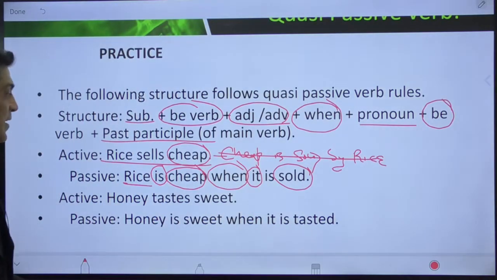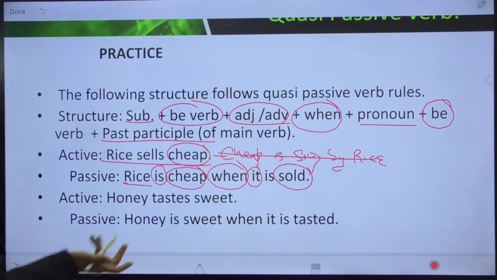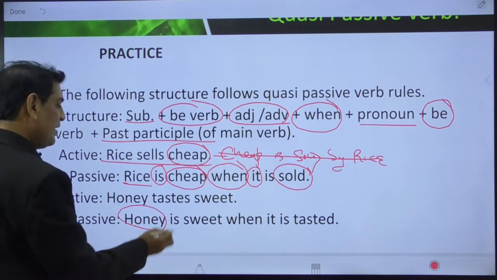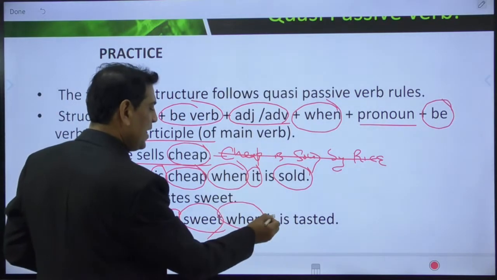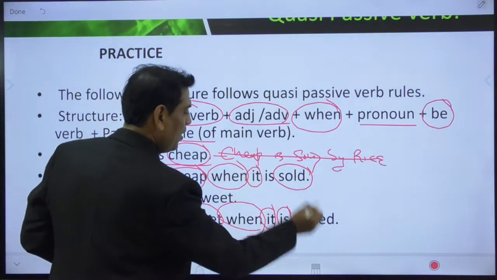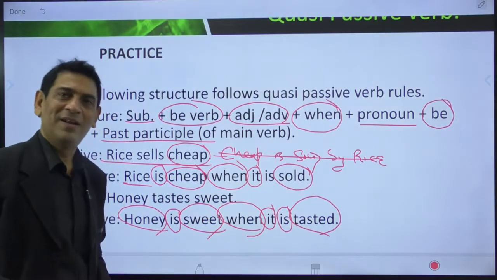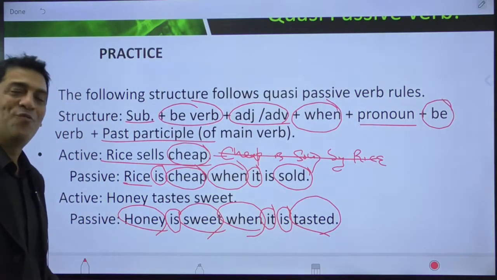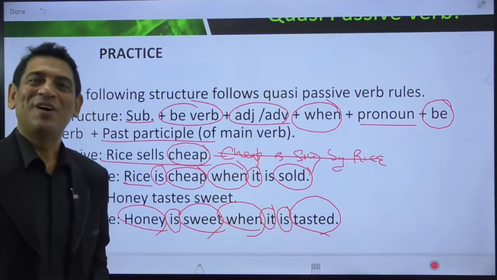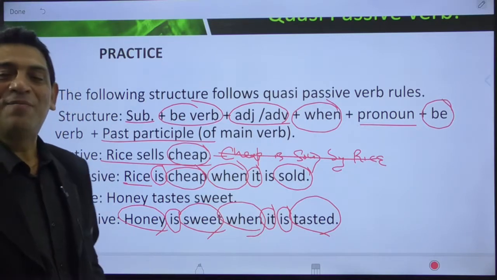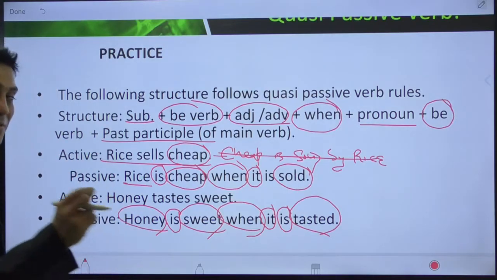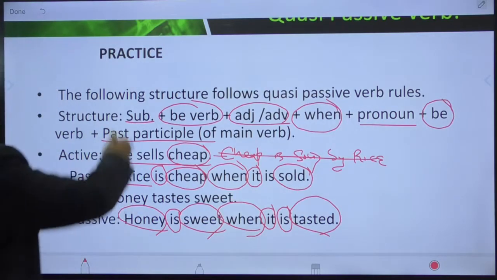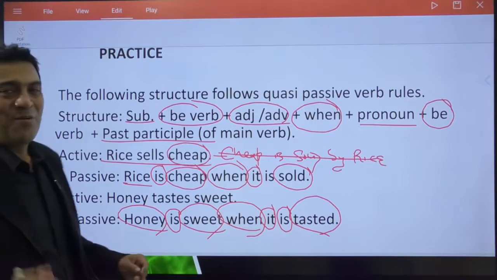Okay. Honey tastes sweet. Again, the same theory is there. Honey is, helping verb, then adjective, then conjunction, then pronoun, then helping verb, then past participle. So honey is sweet when it is tasted. So I hope this session again will help you. The quasi passive is my personal favorite topic in passive voice. Okay, so my dear friend, now move to the next one.